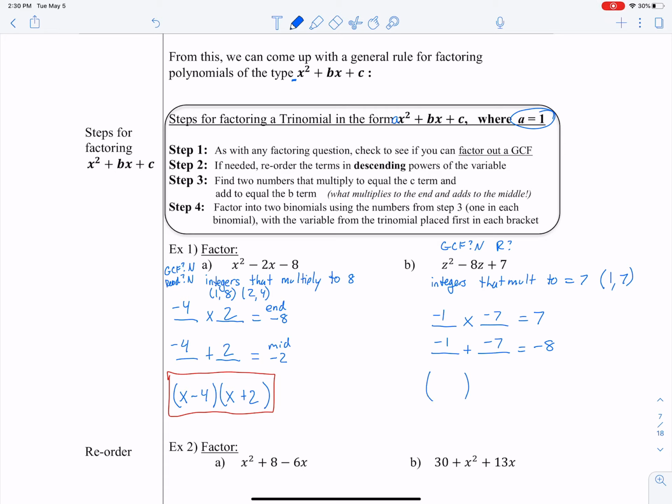So for our brackets, this time we're using a z. So we're going to put that in the front of our brackets. In one bracket, we're going to have minus 1. In the other bracket, we're going to have minus 7.